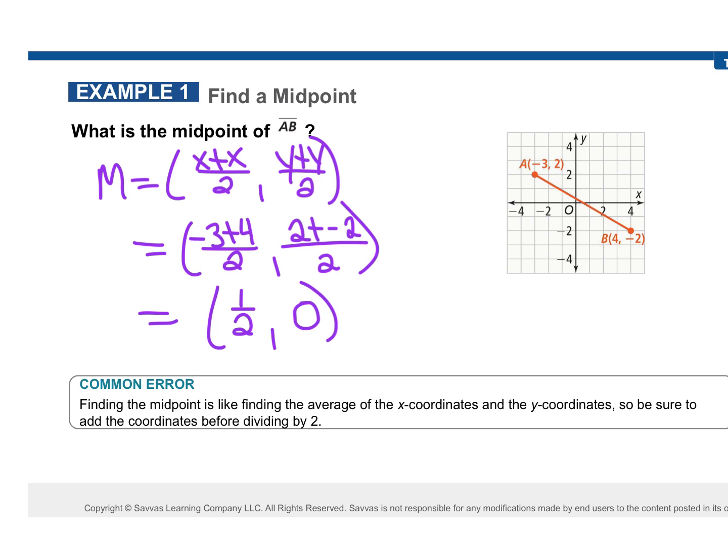Okay. So it talks down here about a common error. Finding the midpoint is like finding the average. Okay, this is the average. We'll talk about this a little more in class tomorrow. So be sure to add the coordinates though. Everything we usually are doing is subtraction, a lot of it is subtraction. We need to add in this case.